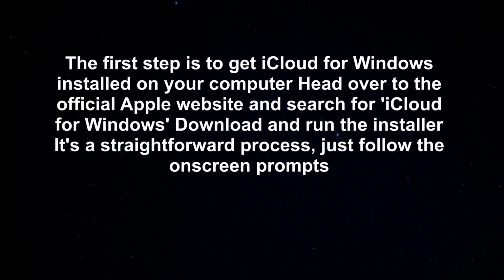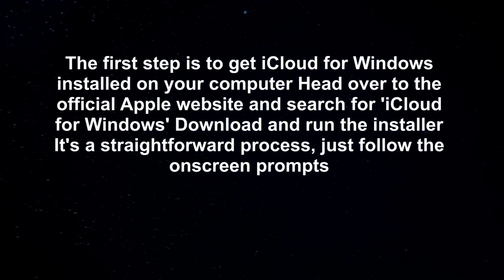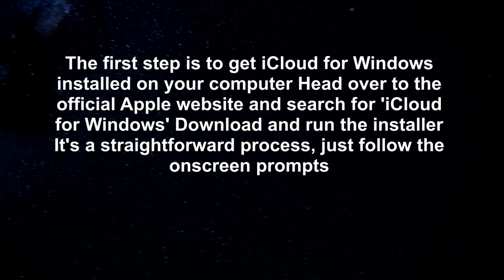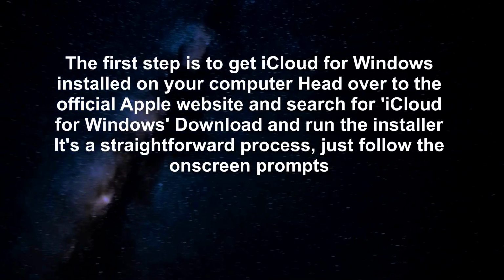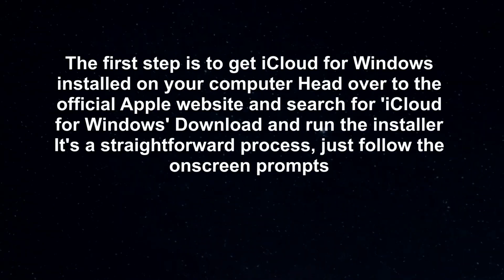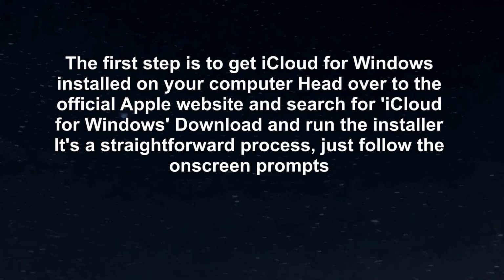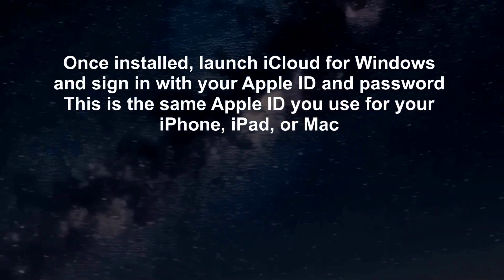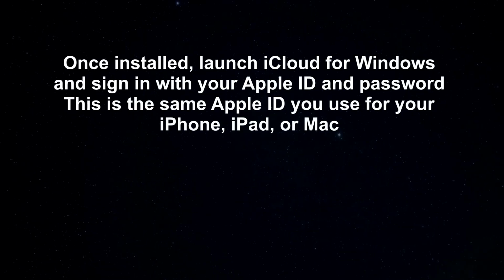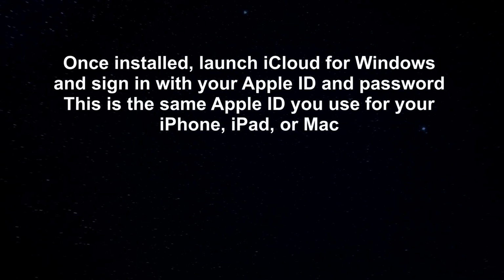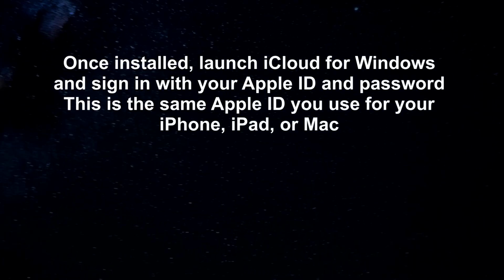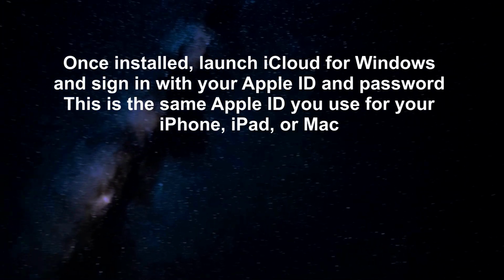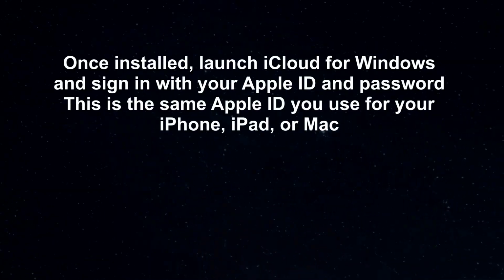The first step is to get iCloud for Windows installed on your computer. Head over to the official Apple website and search for iCloud for Windows, download, and run the installer. It's a straightforward process. Just follow the on-screen prompts. Once installed, launch iCloud for Windows and sign in with your Apple ID and password. This is the same Apple ID you use for your iPhone, iPad, or Mac.